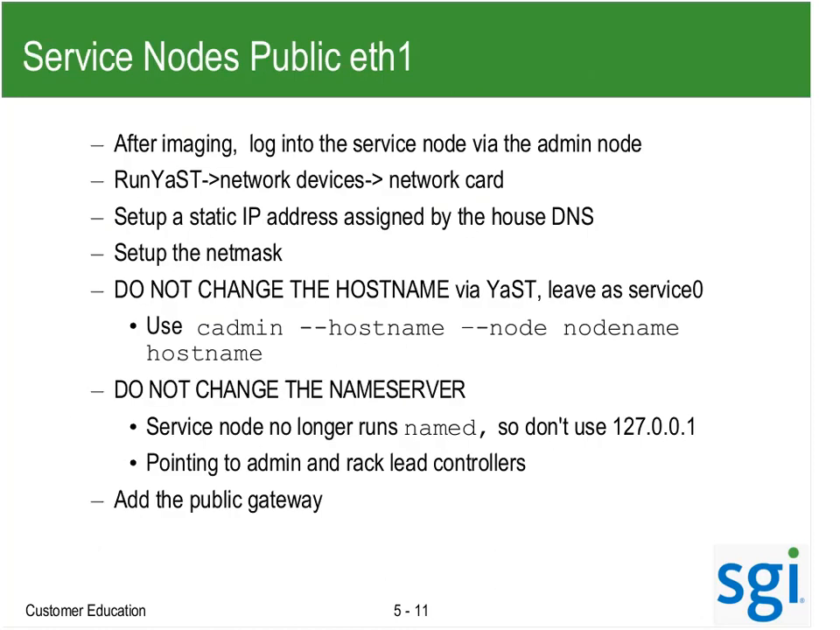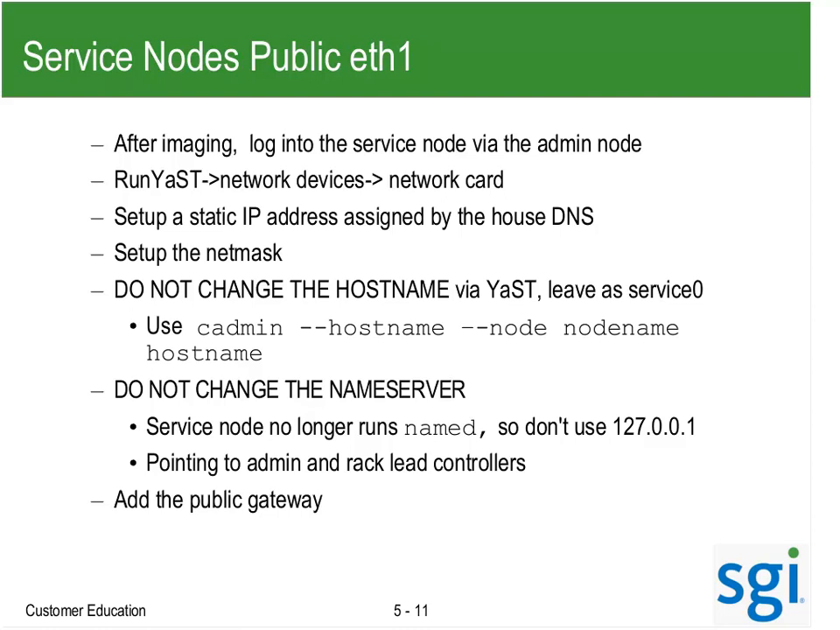So, our service nodes. We need to configure ETH1. After imaging, you log into the service node, and then you can run YaST and configure your network card. Now, a couple of you got bit by this, but on the admin node, ETH0 is to the house, and ETH1 is to the cluster. On all other nodes, ETH0 is to the cluster. So on the login nodes, service nodes, ETH1 is the thing that you configure for the house.